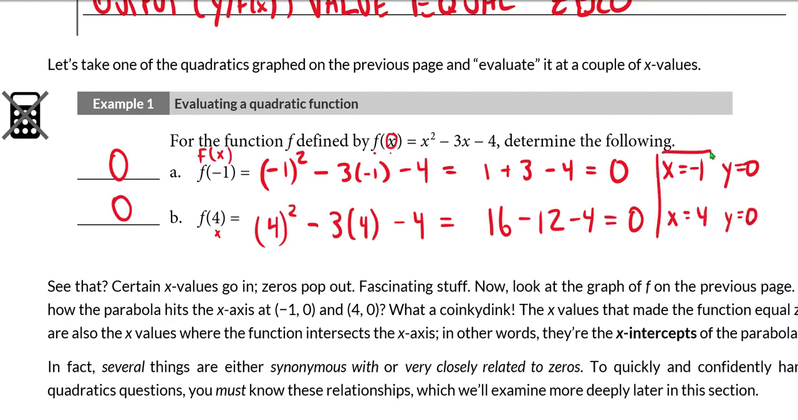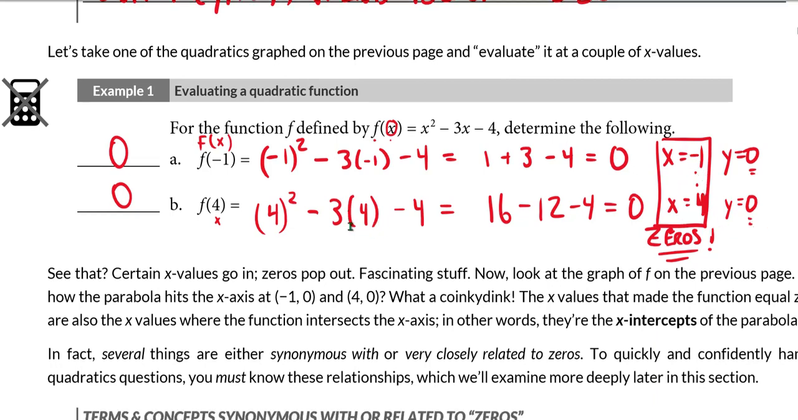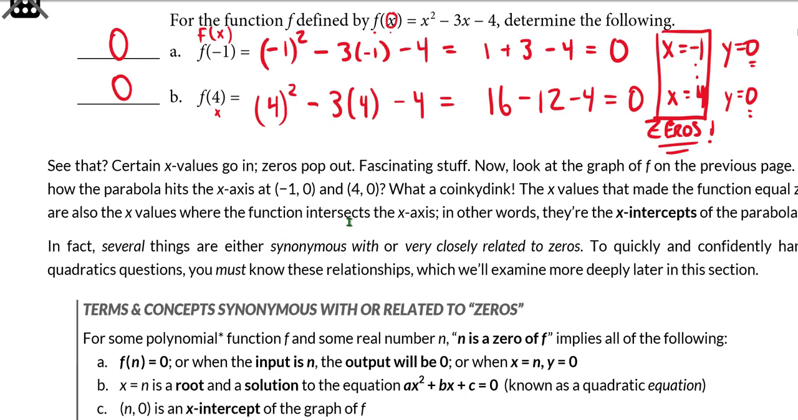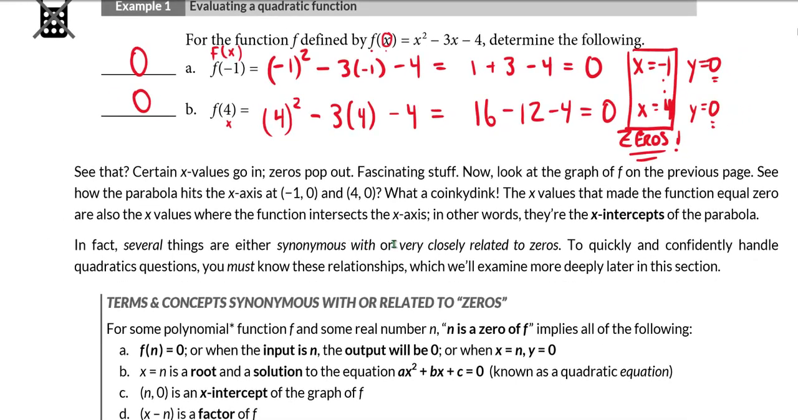That means that these two values of x, -1 and 4, are the zeros of this function. They are, in fact, the only zeros of this function, but these are the two x values that will produce a y or f of x value of 0. Therefore, those two x values are the zeros of this function. X value goes in, 0 pops out. That means that x value is your zero, or those are your zeros.